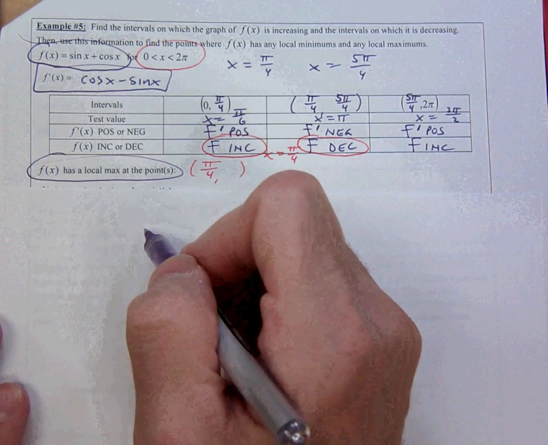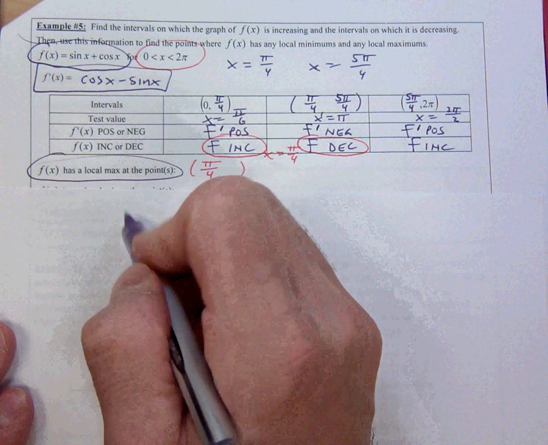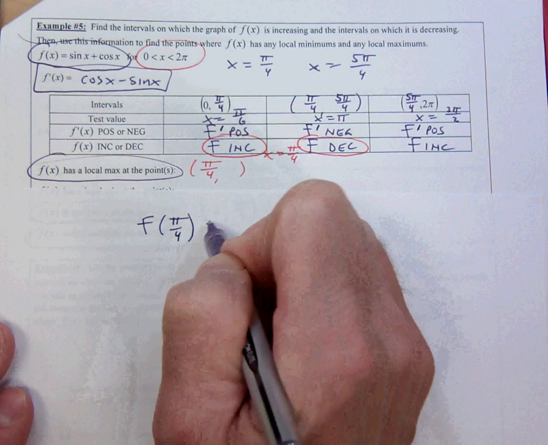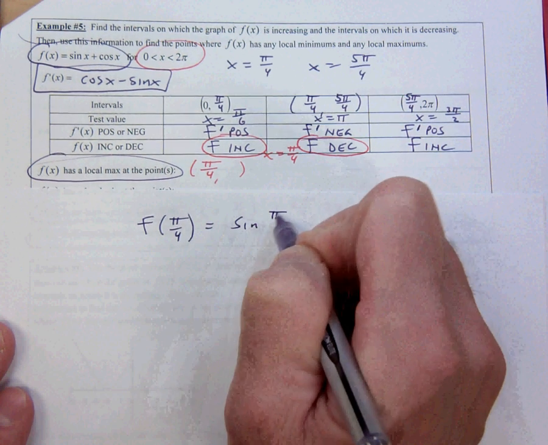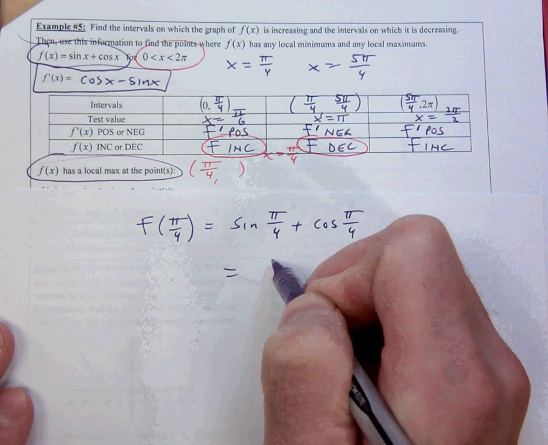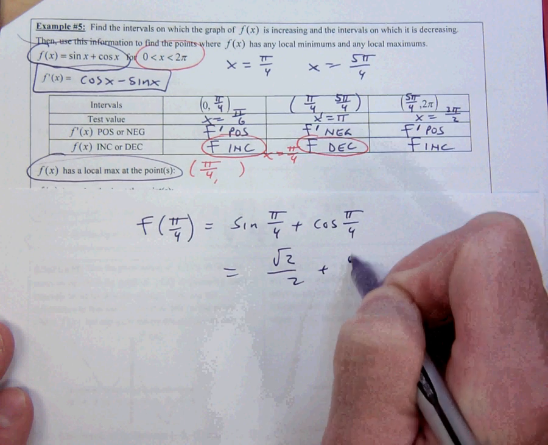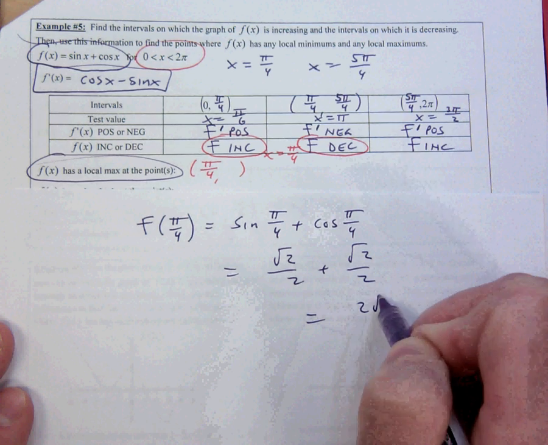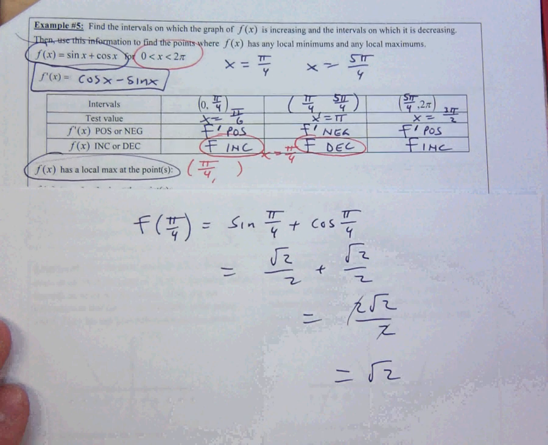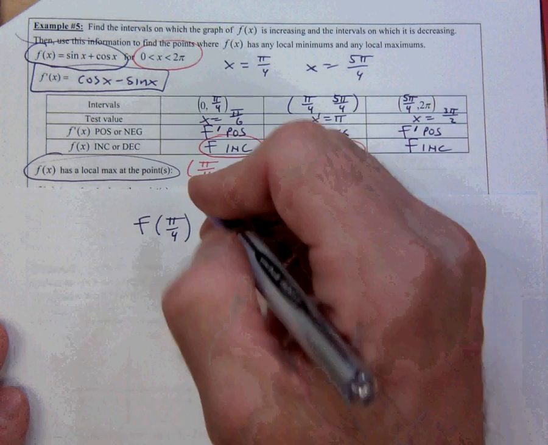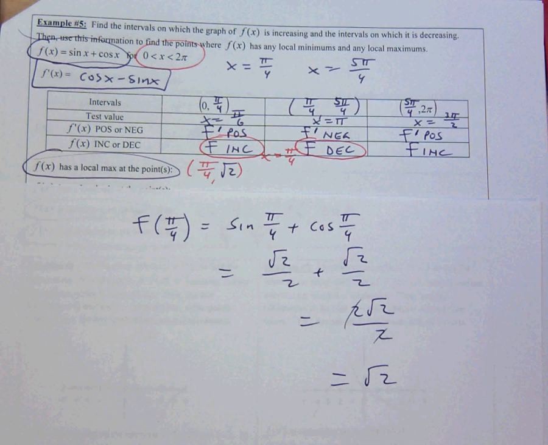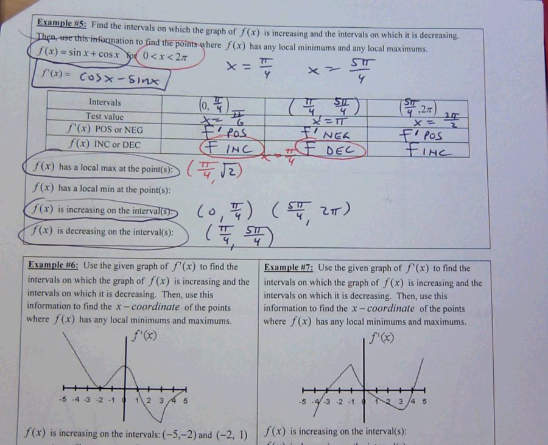And so, what is f of pi over 4, guys? Hold on one second. Well, yeah, that would be square root of 2 over 2 plus what? Square root of 2 over 2, which is 2 square roots of 2 over 2, which is just what? Square root of 2. Everybody agree it's just square root of 2 here? So you're talking pi over 4 comma square root of 2. Everybody agree with that?